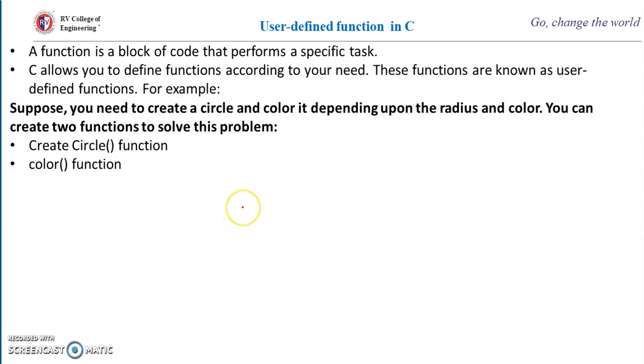In this video lecture, I will explain how to create a user-defined function in C. So what is a function? It's a block of code that performs a specific task, and C allows you to define functions according to your need. A function created by the user is called a user-defined function, and as per our need, we can create our own function.